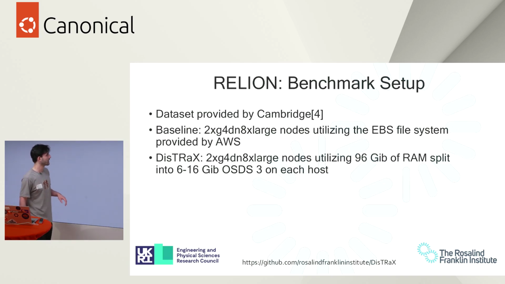So we're going to have a look at a setup where we use a data set provided by Cambridge. We have a baseline where we just use the EBS file system provided by AWS. And then we set up the same system where we're utilizing 96 gigabytes of RAM split into 16 gigabyte OSDs, 3 on each host. The reason we do that is that when you're using RAM, you get a lot from vertical scaling.